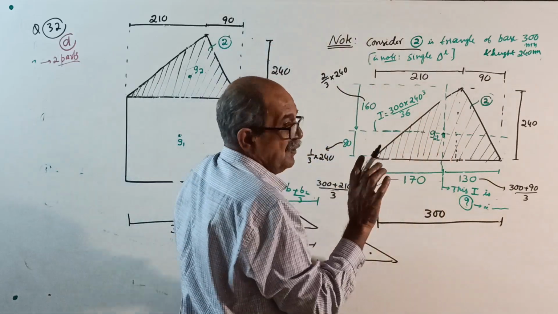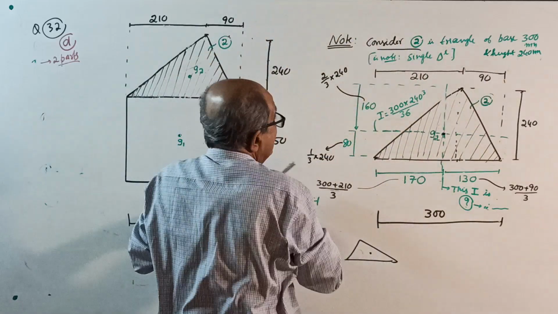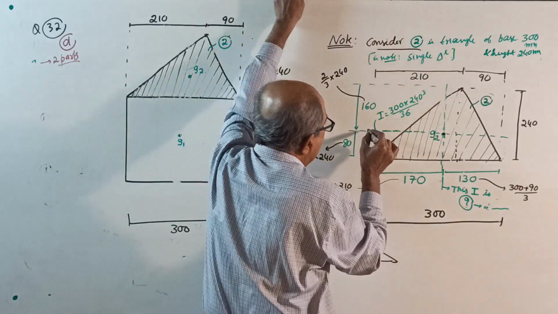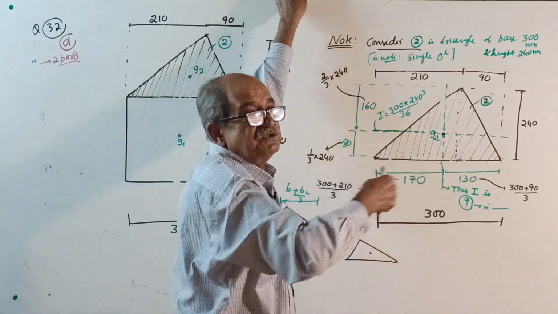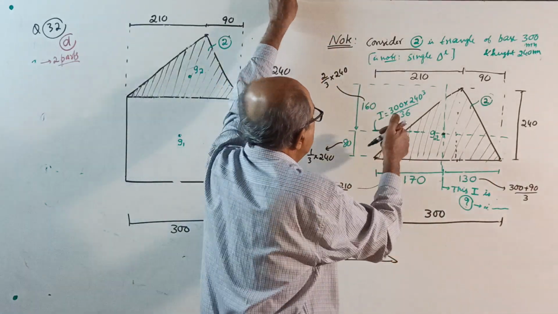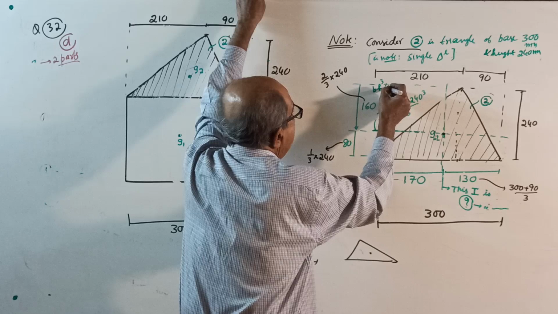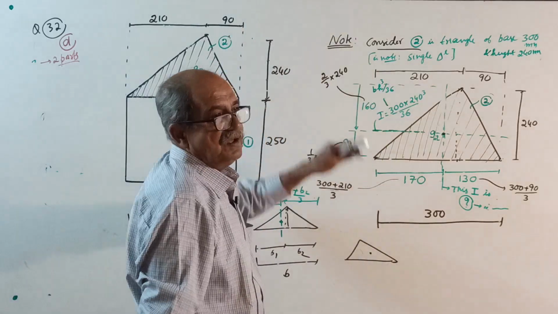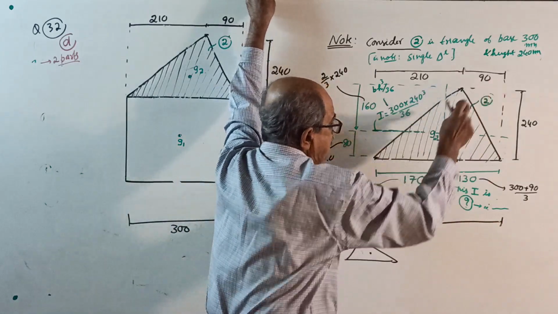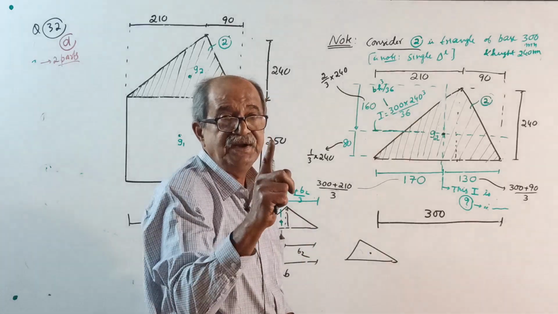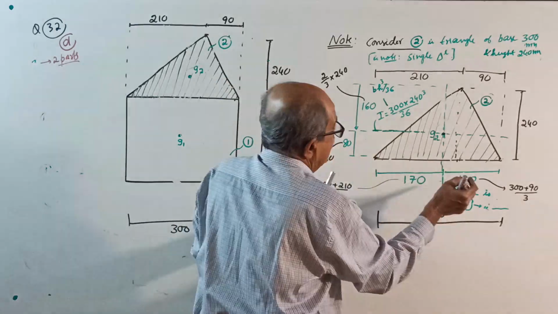And now, see, one more thing I will tell you. This is the centroid for that full triangle. If you want the moment of inertia about this axis, which is parallel to the base, it is a very happy case. Remember, make a note, BH cube by 36. Yes, that is 300 into 240 cube by 36. But, right here, in red color, you write here.